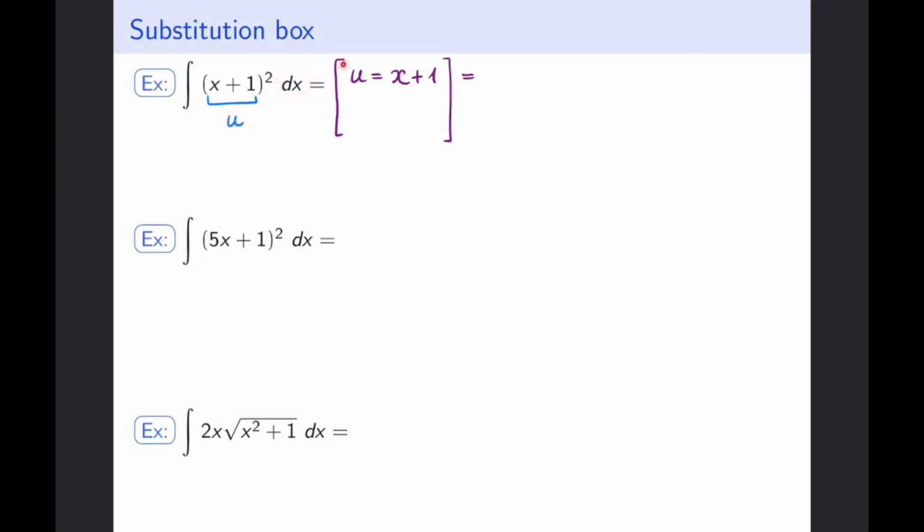So what I'm going to do here is take a look at this expression and take a derivative of it one step at a time. So derivative of u is du by dx. The derivative of x is just 1, the derivative of 1 is just 0. So on the right-hand side, I'm simply going to get a 1. And then I'm actually going to extend my box here.